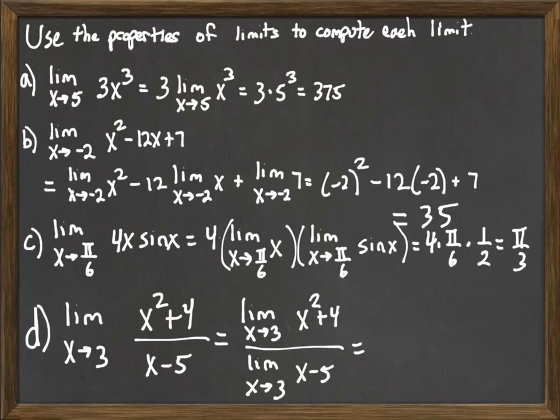The top is just a polynomial, which we know we can just evaluate. So we can just plug in 3, and same thing for the bottom. And the bottom does not come out to be 0, so we're all right there. In the top we'd have 3 squared plus 4. In the bottom we'd have 3 minus 5. Top becomes 13, bottom becomes negative 2. Put it all together, negative 13/2.